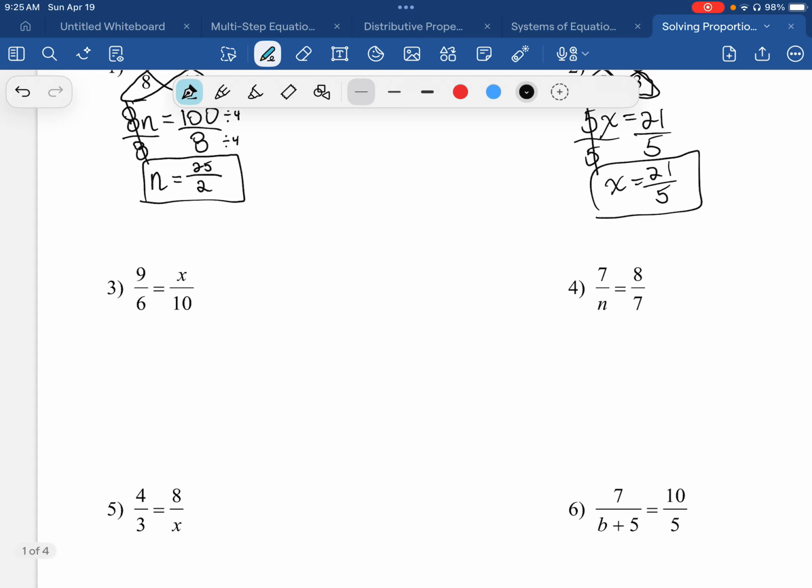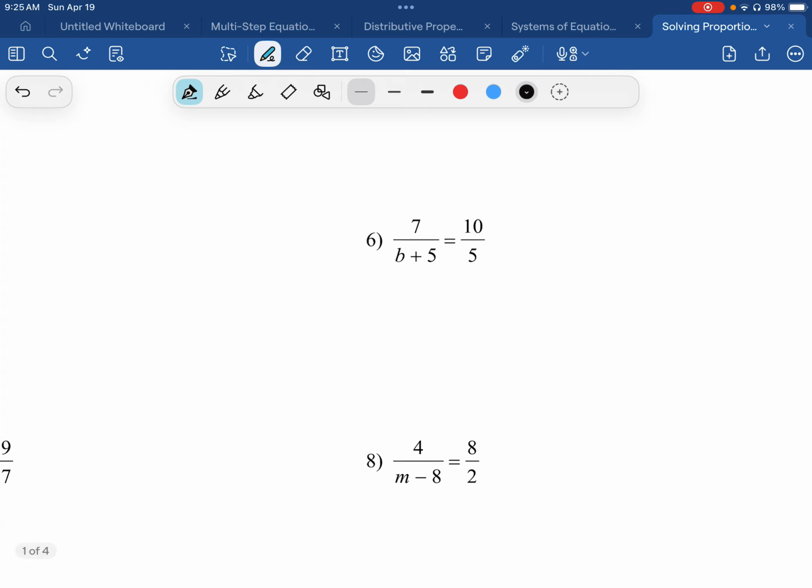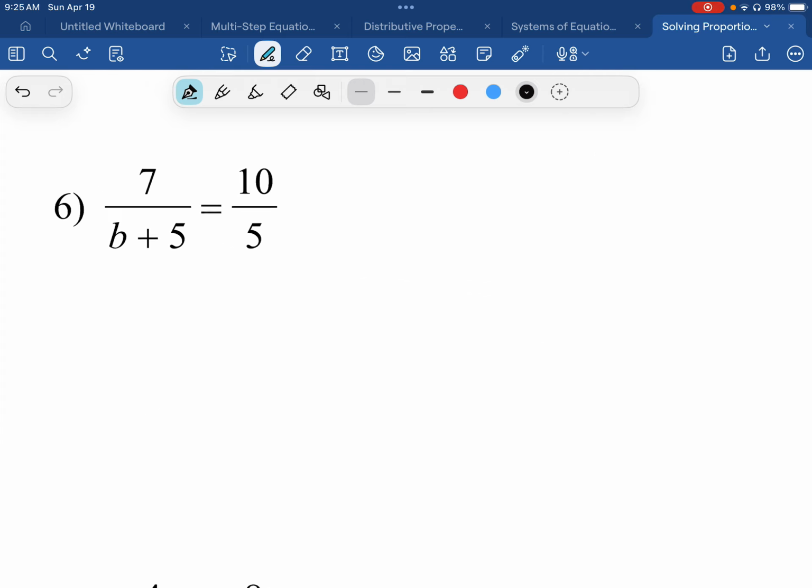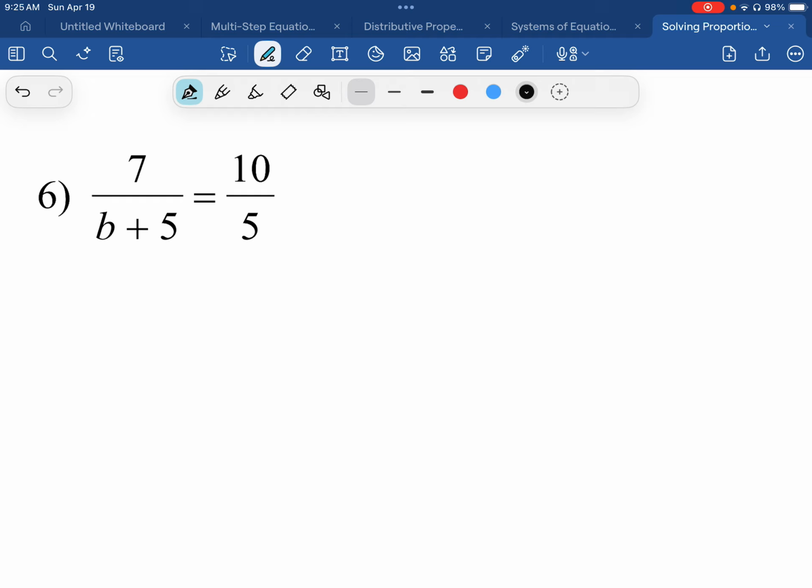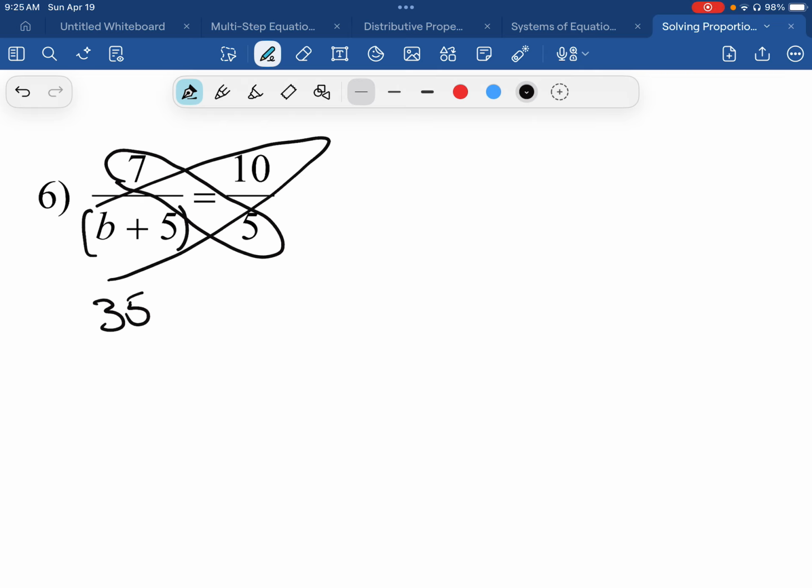Okay, so let's get down to a little bit more complicated one here where you have not just one thing on the denominator, but two things. The way I recommend starting these is by putting parentheses when there's more than one term on any part of a fraction. So same rules apply. We're going to multiply 7 times 5, that equals 35. But then when we multiply the other side here, we have 10 times b plus 5, and we keep it in parentheses.